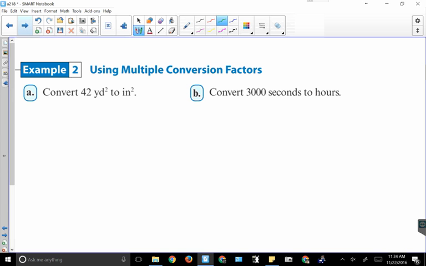So, 42. Now, this might seem a little silly to write it this way, but it makes life a lot easier. This is yards squared. So how many yards do I have there? I'm supposed to have two, right? One for length, one for width. So I'm going to write it like this. Yard, yard. Put it over 1. Now, question comes down to yards into inches. How many are in there? How many inches in a yard? How many yards in an inch?